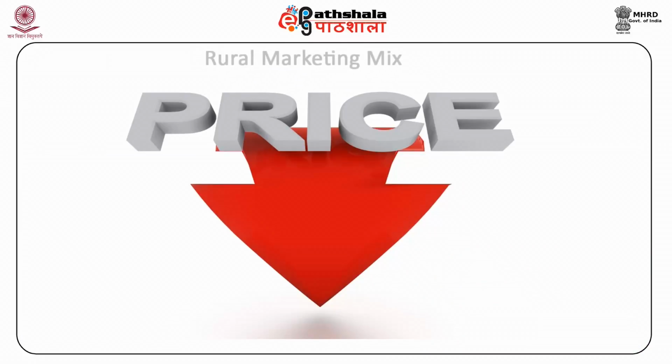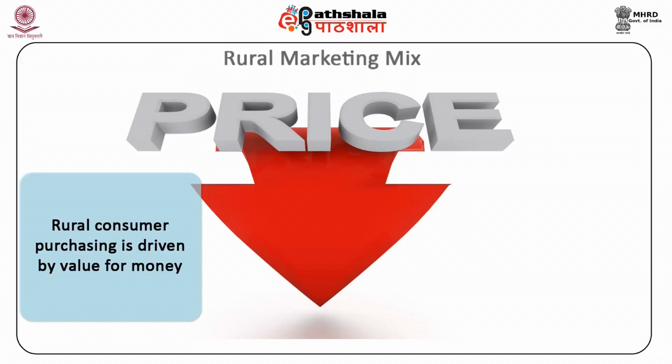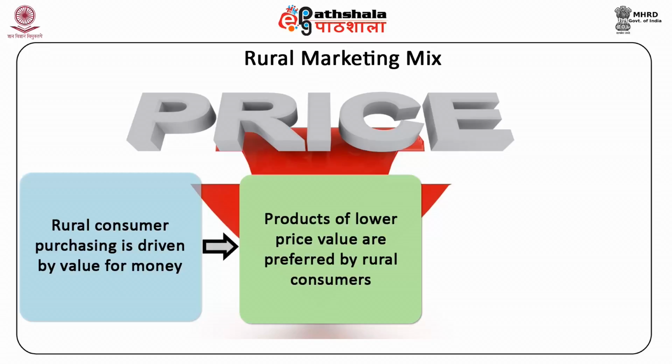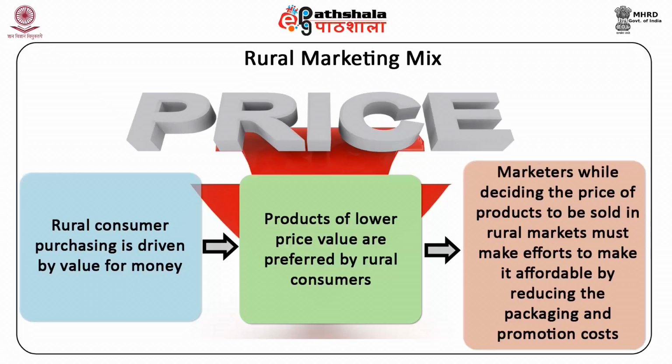Second component of rural marketing mix is price. Rural consumer purchasing is driven by value for money. As rural consumers on an average earn less, they are greatly affected by price changes. Products of lower price value are preferred by rural consumers. Marketers, while deciding the price of products to be sold in rural markets, must make efforts to make it affordable by reducing the packaging and promotion costs. The concept of sachets was introduced for the rural consumers who earn on a daily basis and could not afford to buy larger packets of foods.